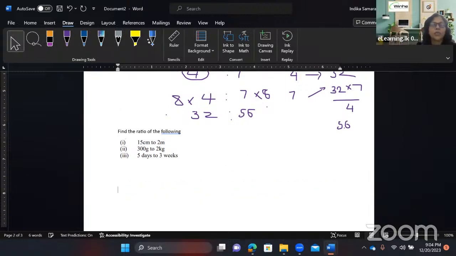Find the ratio of the following. 15 centimeters to 2 meters. The units are different, as I mentioned to you earlier. If the units are different, you have to make them the same.